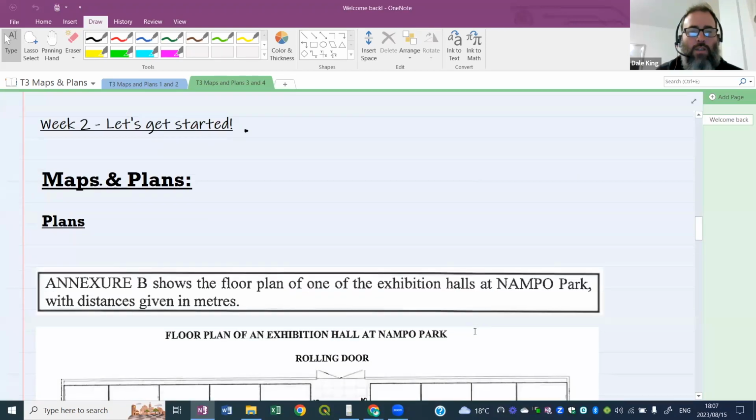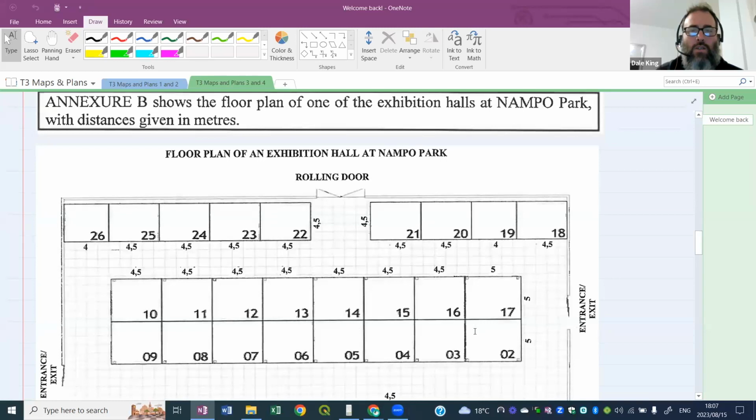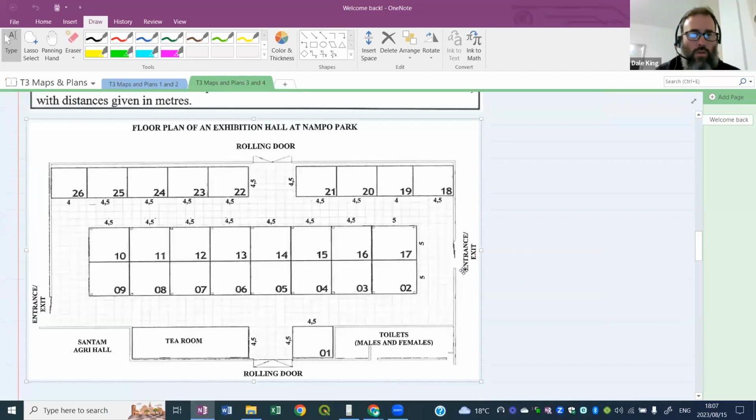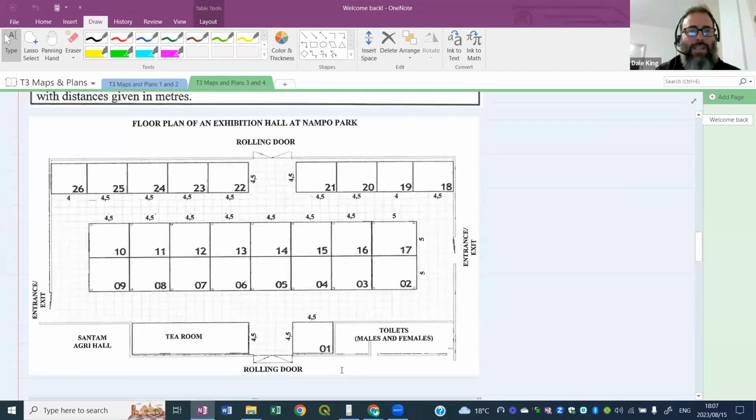Okay, here's our first contextual question. This anecdote here, let me zoom out, shows the floor plan of an exhibition hall at Nampo Park. It's an exhibition hall where they hold exhibitions and people can exhibit their products or their businesses in a big hall, all right?